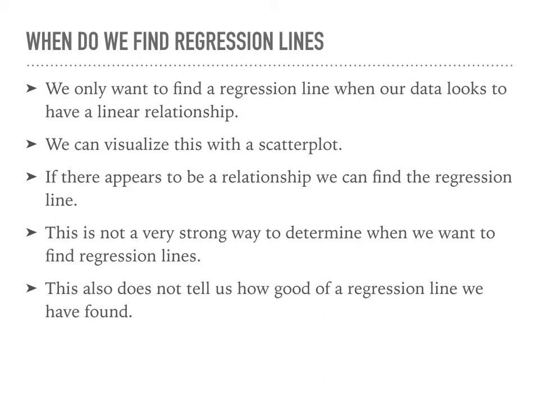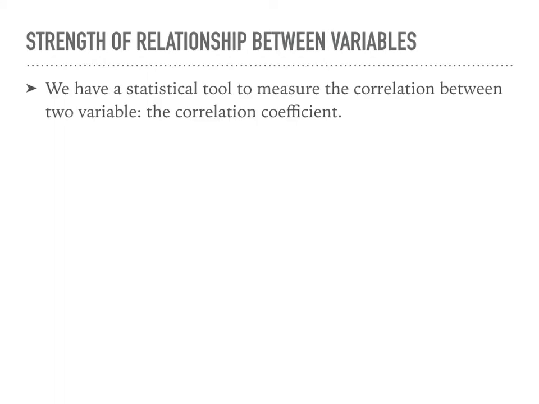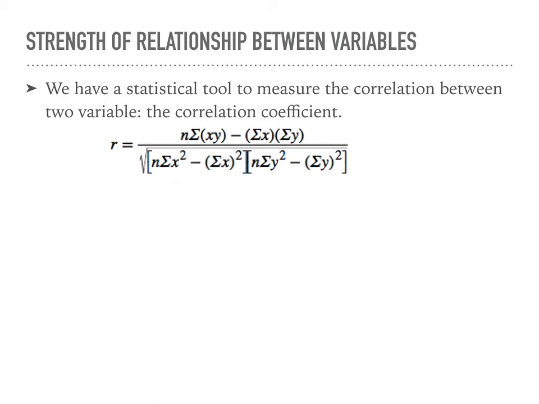It also does not tell us how good this regression line actually is. We need something a little bit more sophisticated. We need something that measures the strength of the relationship between the variables. And we do have a statistical tool for that, called the correlation between the two variables, the correlation coefficient. It's also called the coefficient of correlation, and it's abbreviated as r, and r equals this formula.